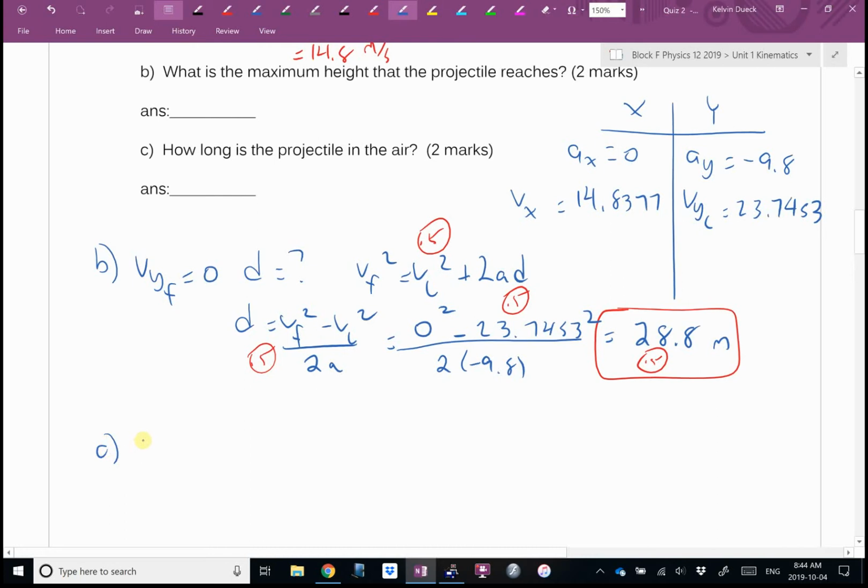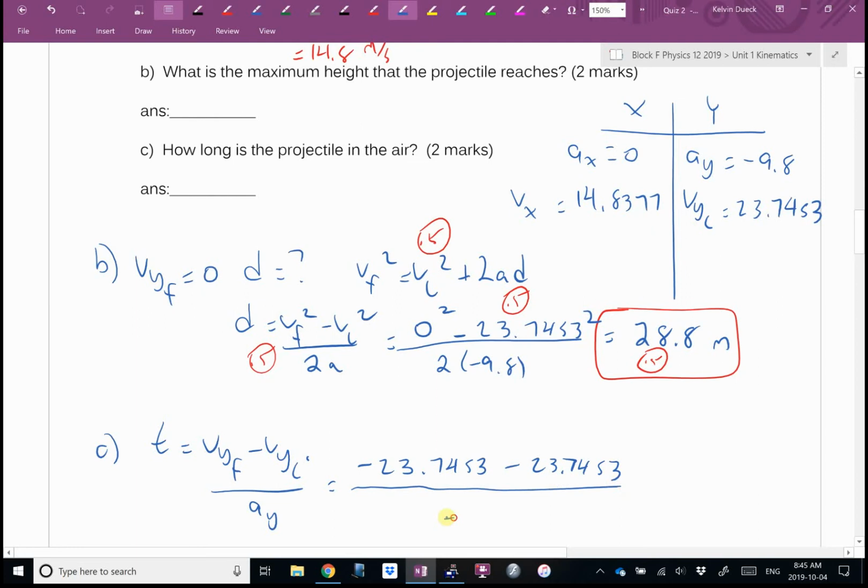I don't know time, then I'm going to get there in one step. Now, if you found time by finding time to top and then doubling it, you'll get the same answer as me, and I'll give you full credit. But I'm lazy. Why would I find something if I could just get there in one step? I'm going to say this. T equals Vy final minus Vy initial over A. And I know that Vy final is negative 23.7453 minus 23.7453 all over negative 9.8.